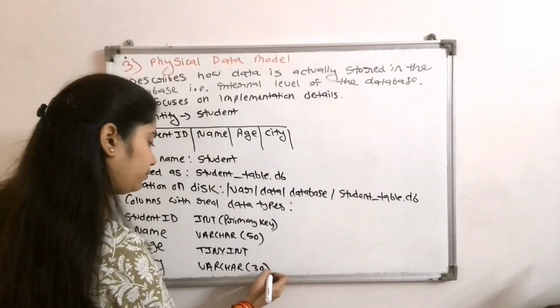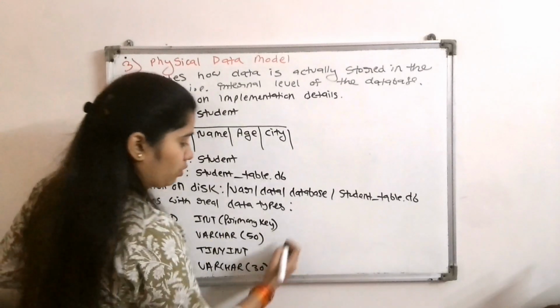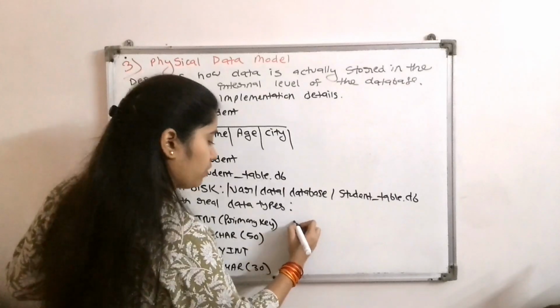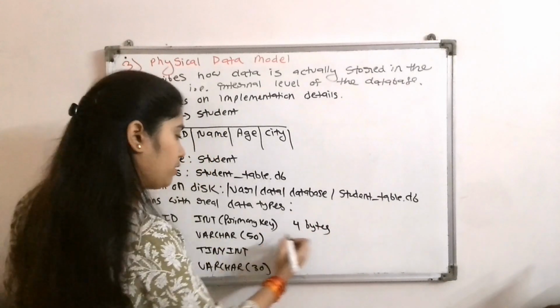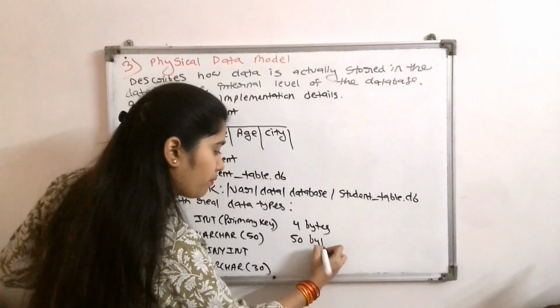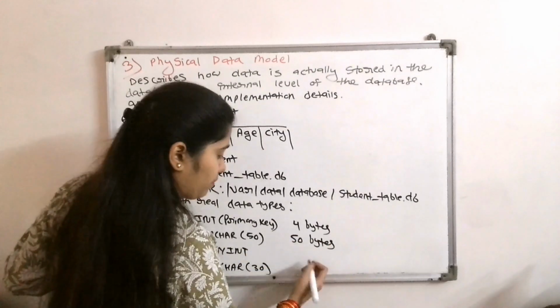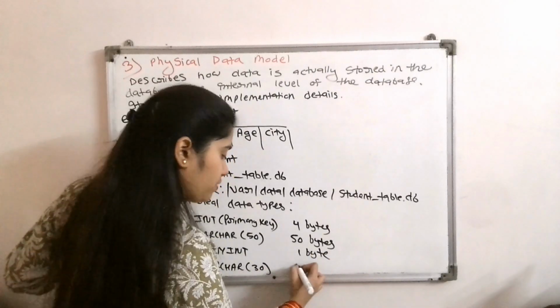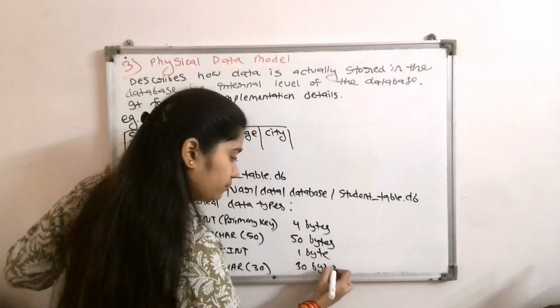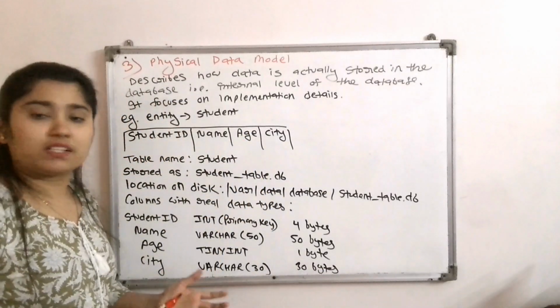Suppose 30. Okay. And suppose the storage will take, suppose, 4 bytes, and name is of 50 bytes, age is of suppose 1 byte, and city is of suppose 30 bytes. These are some of the storage details.